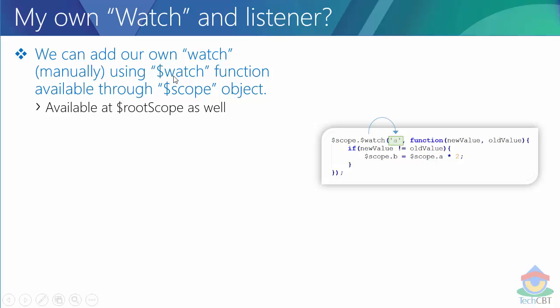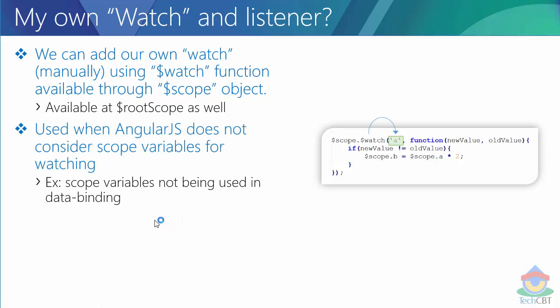And as I mentioned, the $watch function is always available for $scope, and not just $scope, it is available even for $rootScope as well. If you are not familiar with $rootScope or $scope or controller or whatever, just refer to my previous videos. And as I mentioned, $watch is always going to be used if and only if AngularJS does not consider your scope variable for watching. For example, scope variables not being used in data binding, as we have already seen.